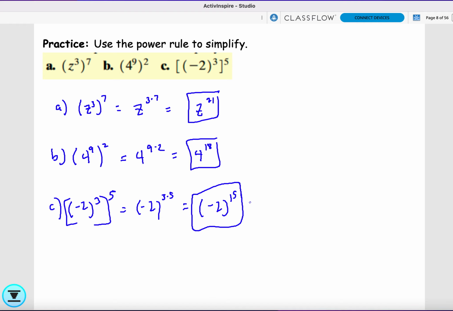So the power rule isn't that difficult. We just multiply the exponents rather than add them. So keep that in mind, guys, as we move on, because you're learning the different laws in this lesson, and there's a handful of them. So make sure you remember: product rule, multiply the numbers in front, add the exponents. Power rule, you multiply the two exponents. The power to a power is multiply.